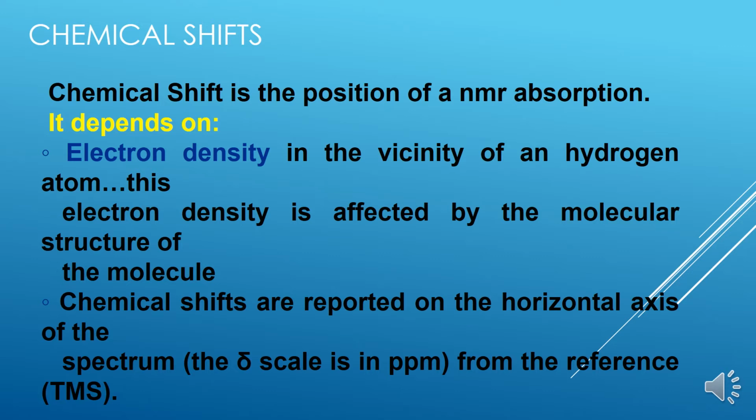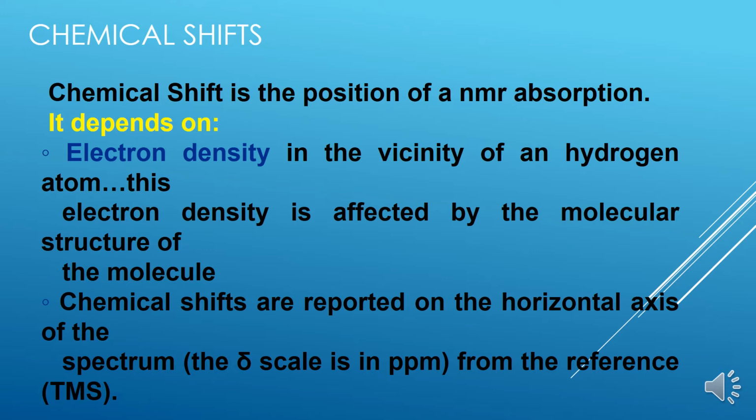Density, electron cloud in the vicinity of hydrogens. This will be affected by the molecular structure of the molecule. So remember, if in the vicinity of hydrogen the electron densities are less, in such circumstances they are de-shielded. So this is only the idea.